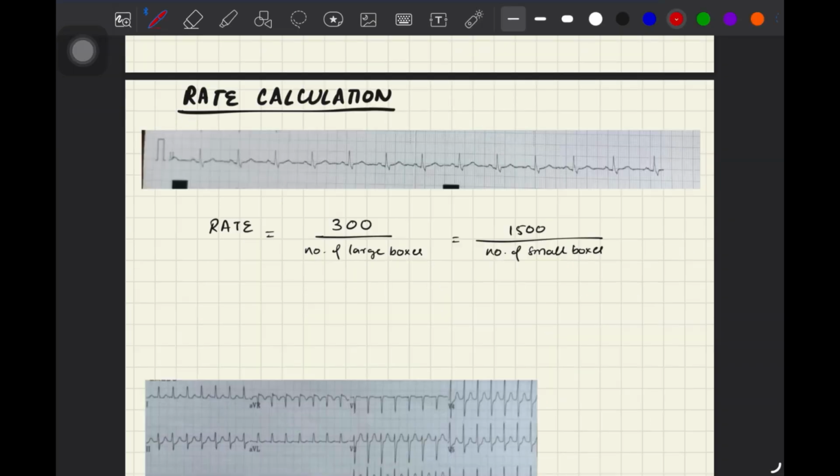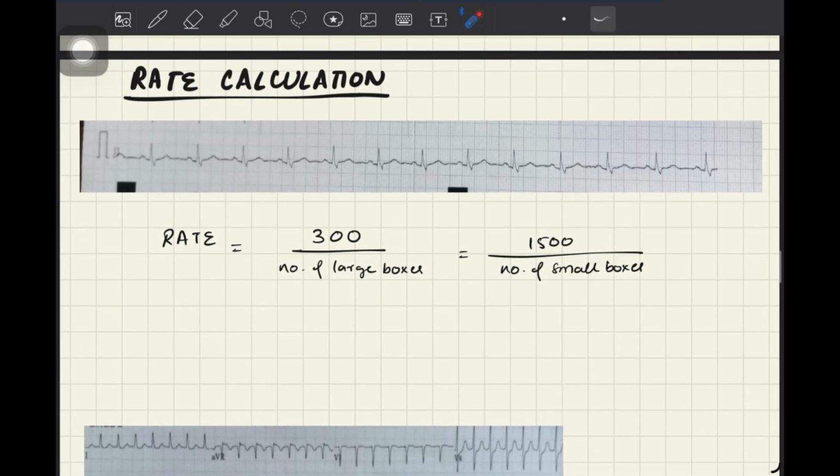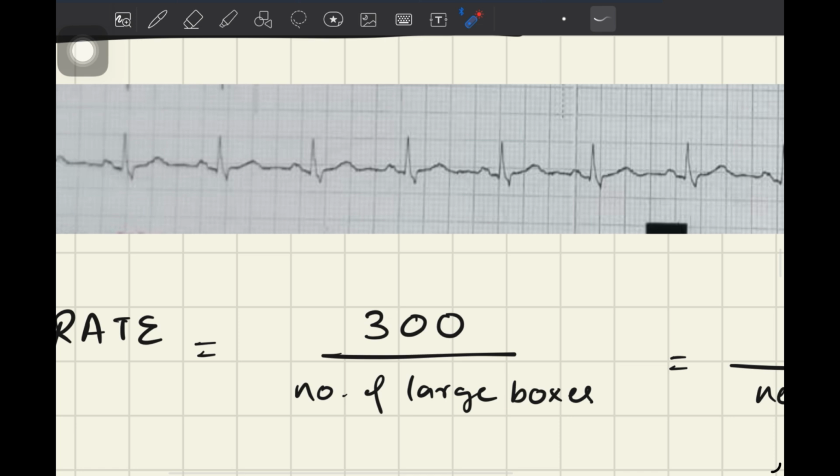Before we go into detailed disease diagnosis and all, let's do the simple things first. Rate calculation. So how do you calculate the heart rate? First you identify an R complex. The distance between the two R's is how many large boxes? So over here we can see it's 1, 2, 3 and a half. Okay, let's just consider it's 3.